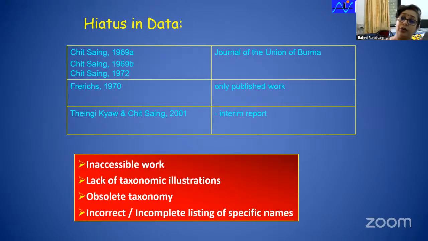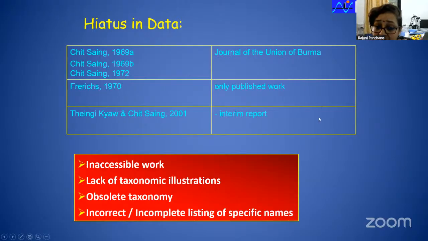So what I'm talking to you about is the data and information available in my study area. I saw that there was only one published work and all the others were published in the Union of Burma. That is not accessible to the international community. This was just an interim report of the government, in general not accessible. This was the Journal of Union of Burma, written in Burmese, no one could read it. And this only published literature was done almost 30 years ago.